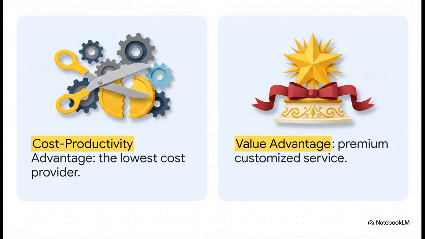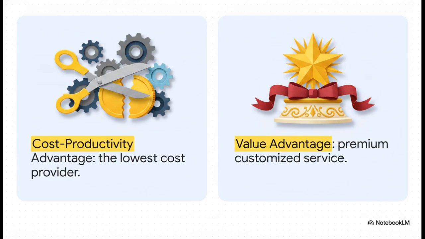And generally speaking, you've got two main paths. The first is the cost productivity advantage. If you go down this route, you are fighting tooth and nail to be the absolute lowest cost provider. You do this by maximizing efficiency and just stripping out every single unnecessary expense. But then you have this second path, the value advantage. With this one, you aren't really competing on price at all.